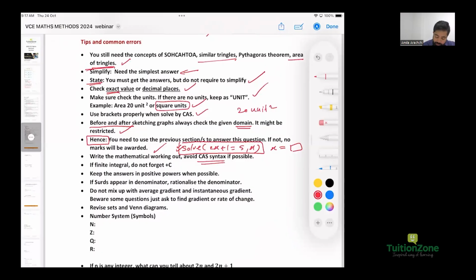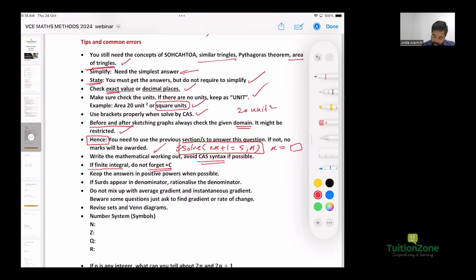Yes, and the integrals: the plus c, definite or indefinite, what's going to happen? If it's definite, you put the limits, which means you don't have to put the plus c.